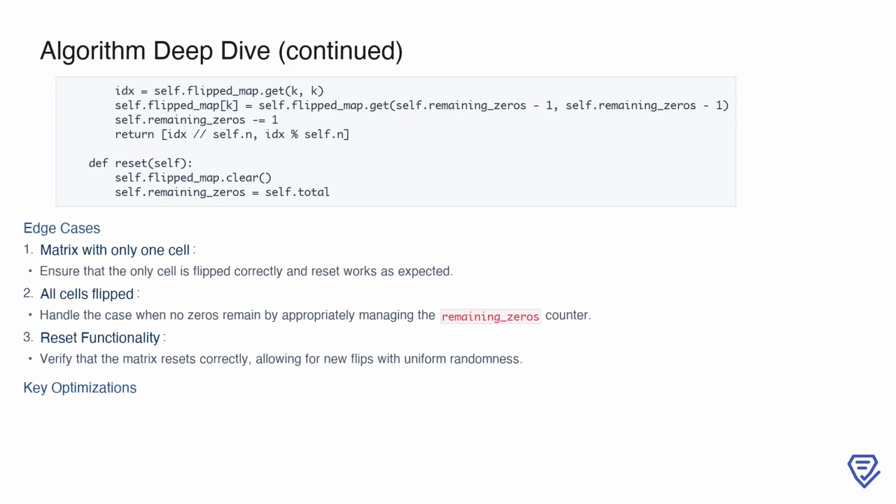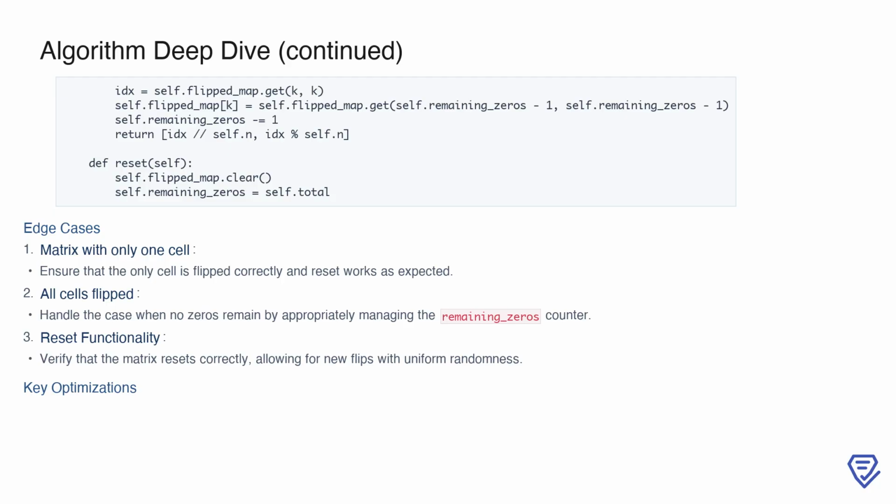The flip method continues with the core logic of remapping indices. If the randomly chosen index k has already been remapped, we retrieve its value from flipped_map. Next, we ensure k is remapped to the value corresponding to the last available zero index, which is given by remaining_zeros minus 1. This dynamic remapping prevents collisions and avoids the need for physical swaps in memory. After performing the remap, we decrement remaining_zeros, updating the count of available zeros.